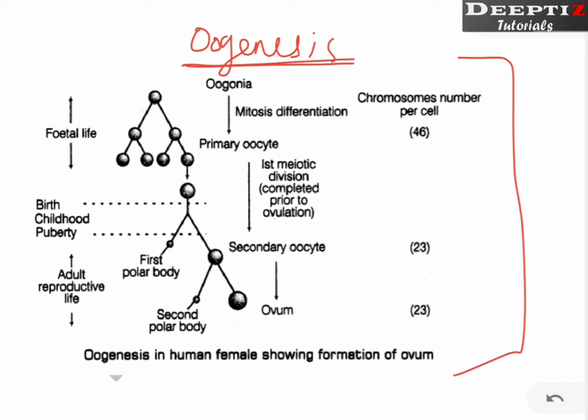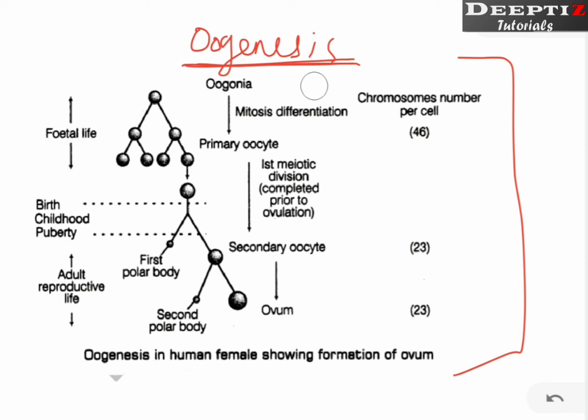There is a speciality in oogenesis when compared with spermatogenesis. Spermatogenesis starts at puberty, but oogenesis starts when a female embryo is in the womb of the mother. That means in the fetal stage of the female embryo, it starts developing the egg, right? In between it stops, and again it restarts at the time of puberty. So let's see how it happens.